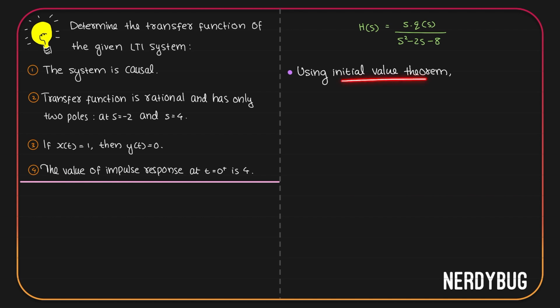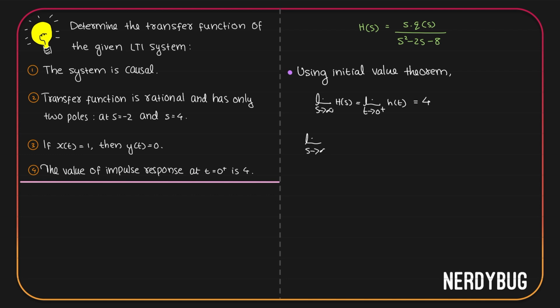For that, let us use the initial value theorem. According to this, limit s tends to infinity H(s) will be equal to limit t tends to 0 plus h(t). But over here it is given the value of the impulse response at t equal to 0 plus is 4. So this is supposed to be equal to 4. So we get limit s tends to infinity H(s) should be equal to 4.